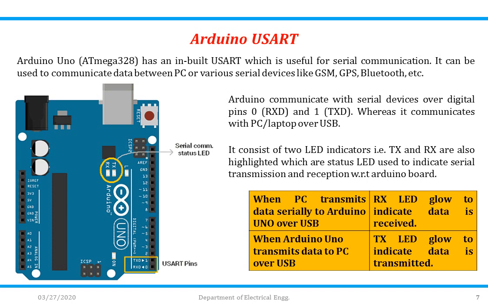So the RX LED will glow whenever the PC transmits data to the Arduino, or the Arduino receives the data. On the other hand, whenever Arduino UNO transmits data to the PC over a USB, it is going to give a data to the PC, means it is going to transmit the data. So in that case, the TX LED glows to indicate data which is transmitted. This is the concept of Arduino UART.